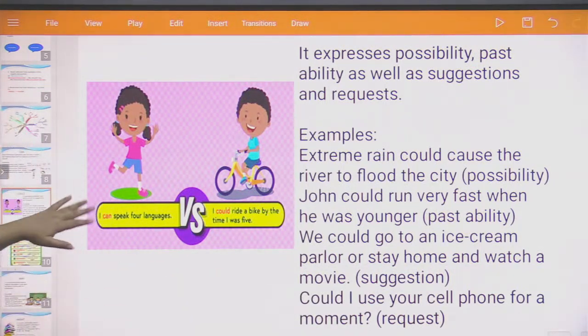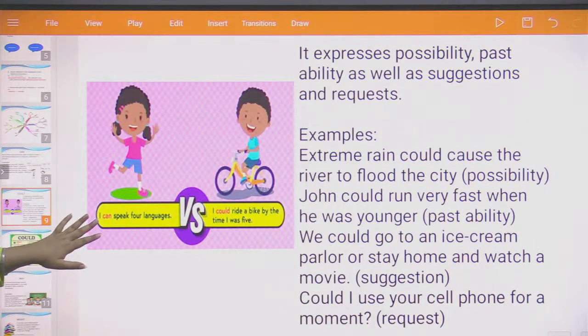Okay, now let's see this one sentence here. I can speak 4 languages. What this sentence is showing is that this girl has the quality, the ability to speak 4 languages. That's why she has used here, I can speak 4 languages. She has the capacity to speak 4 languages.